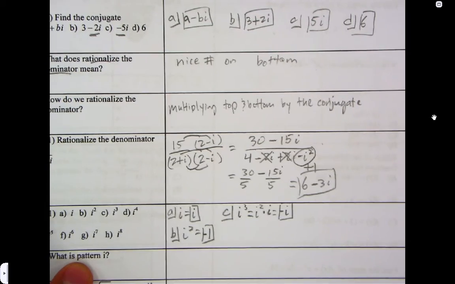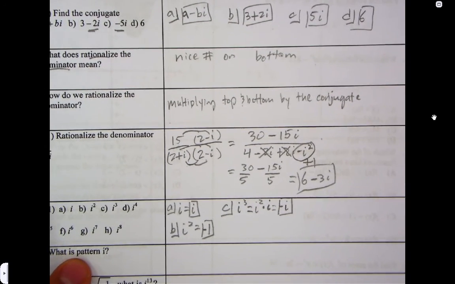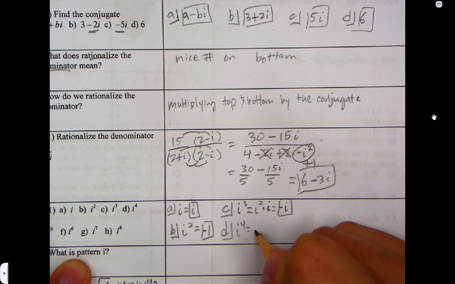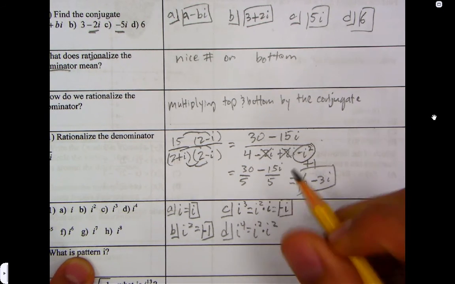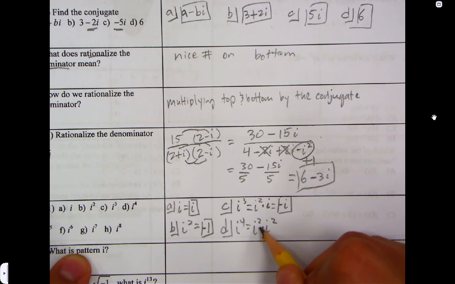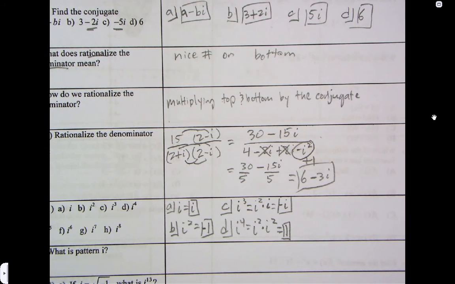D, i to the fourth. Well, we know i to the fourth is i squared times i squared. So i squared is equal to negative 1. Negative 1 times negative 1 is positive 1. So i to the fourth is positive 1.